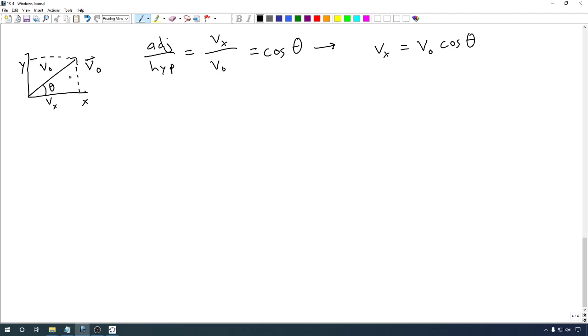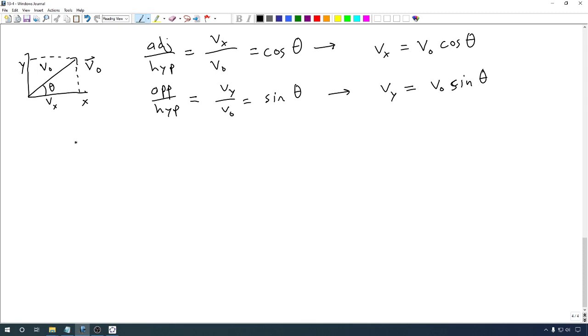We can also find out, let's just go ahead and use this triangle here. This side over here and this side over here are going to be the same length. That's the opposite over the hypotenuse. But it's our y value over our hypotenuse. And this time, opposite over hypotenuse is the sine of theta. So Vy, our y component, is v naught times sine of theta.